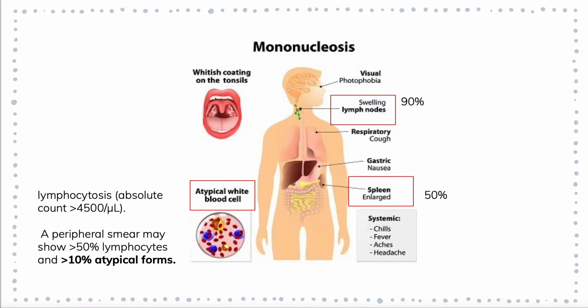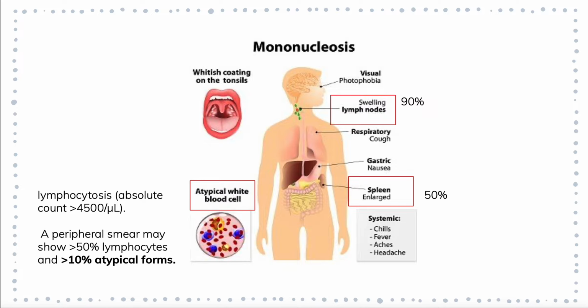And also, usually when you do, for example, a complete blood count, you will find they have a lymphocytosis, more than 4,500, and more than 10% of them are atypical forms. So if you had an MCQ with lymphadenopathy, hepatosplenomegaly, and more than 10% atypical forms, it is directly mononucleosis. But the thing is that mononucleosis is a bit difficult to diagnose clinically.